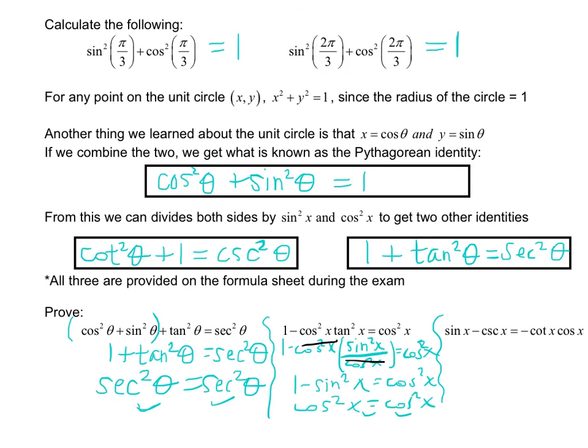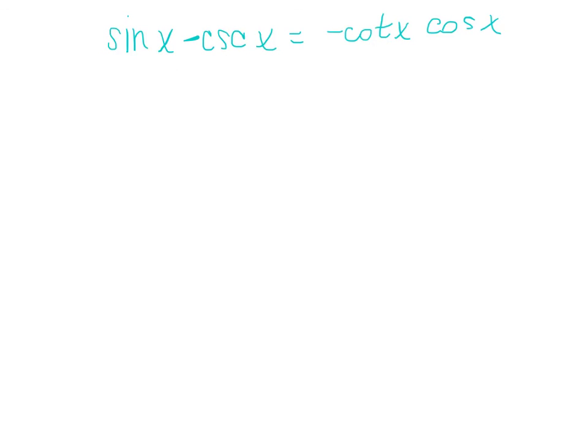We have one more example, but I'm going to move this one to a new page because I don't think I'll have enough room to try and finish it down here without sliding it all in. So we're going to scroll to a new page here. Okay, here we go. Now we have a little bit more room. I'm going to work from the left side, try to see if we can show that that equals the right side. So I know that cosecant x is the same as 1 over sine x.